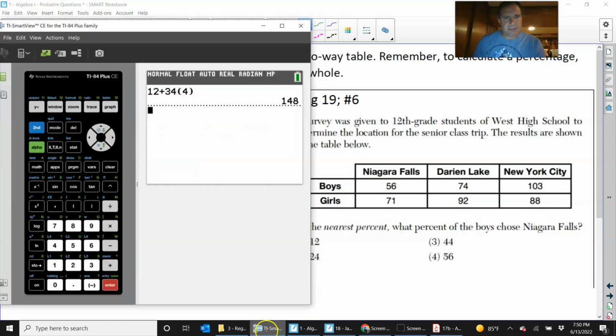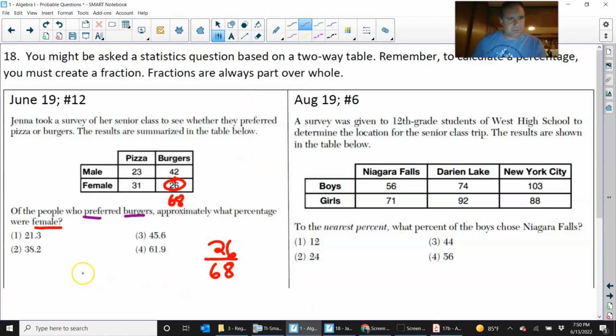You grab your calculator. 26 over 68. 26 divided by 68 is 0.382, approximately. Two places over to the right, that's 38.2. That is your answer.